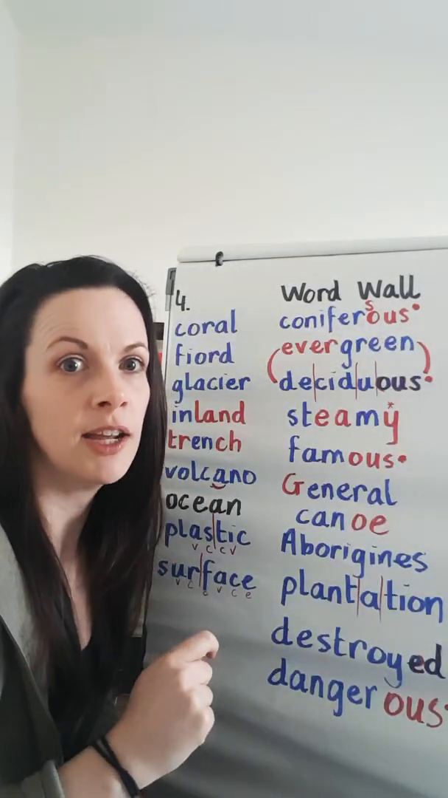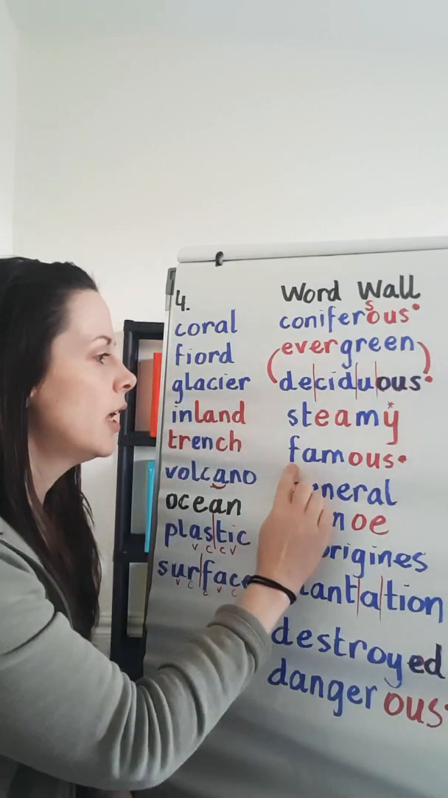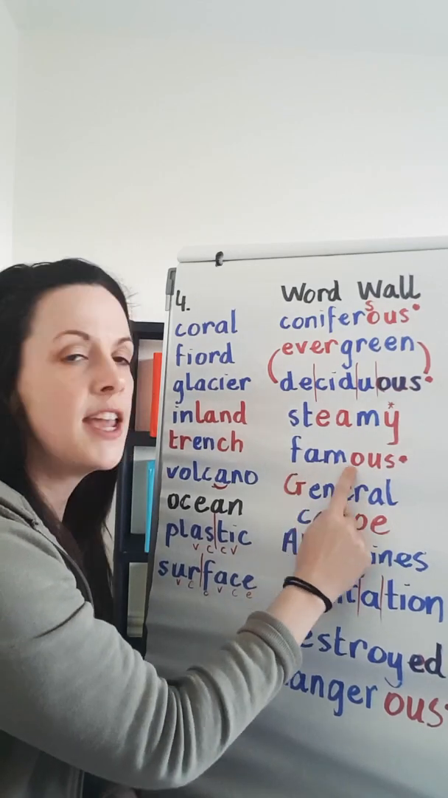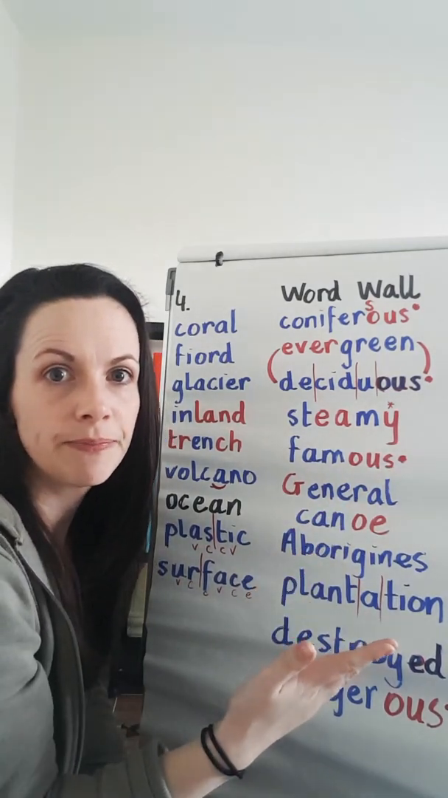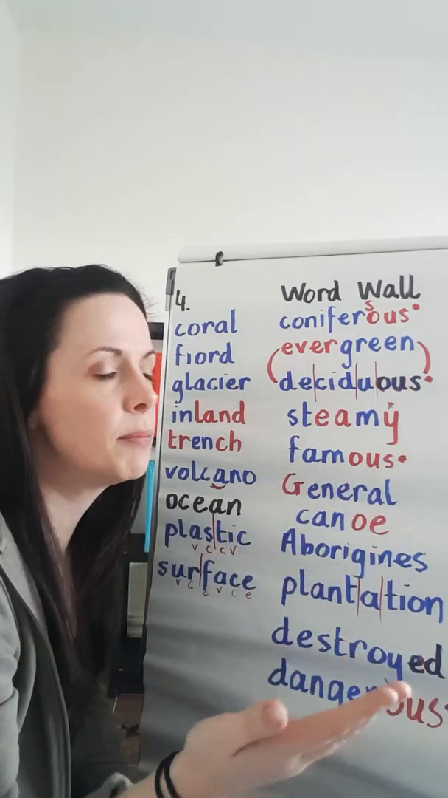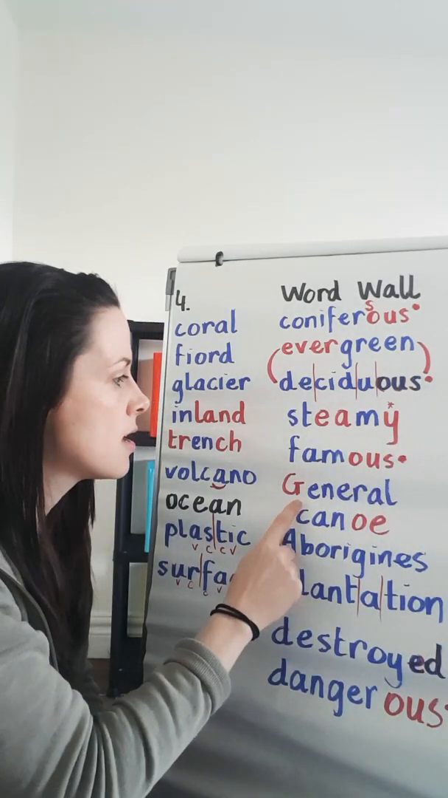Let's read and find out, okay? Steamy. Another OUS word: coniferous, deciduous, famous. Famous. Something famous, people know about them a lot, okay?